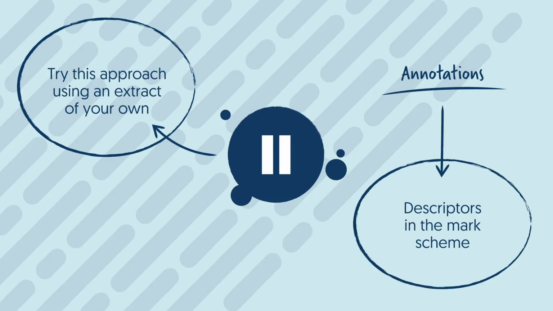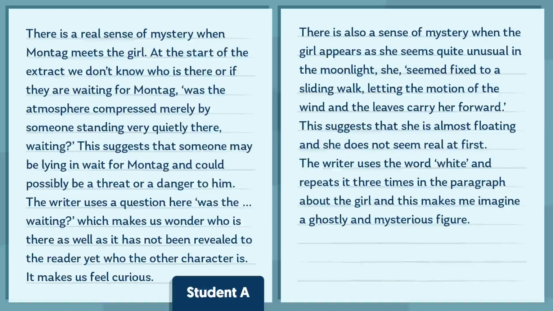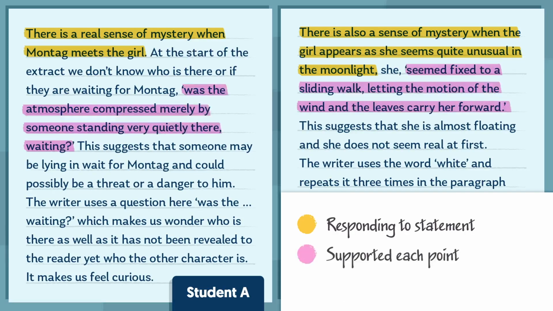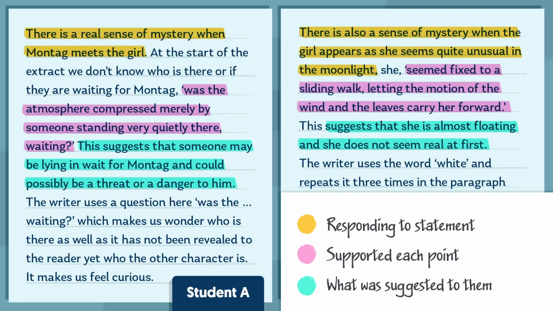So let's take a look at how Student A used those parts of the source to answer the question. Remember, this is just part of their response. Press pause now to give yourself time to read it through, and press play again when you're ready. Take a look at these sections of the answer. Can you see here how the student is responding to the statement with their ideas about Montag meeting the girl? They've supported each point with a part of the text they've highlighted and added in what was suggested to them. This is showing very clear and sensible comprehension skill.